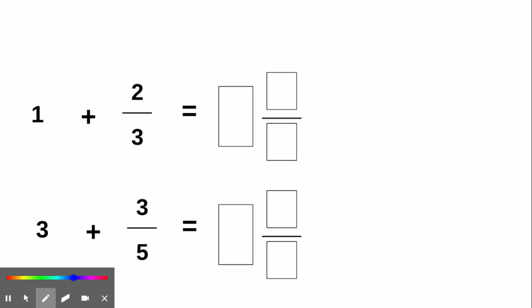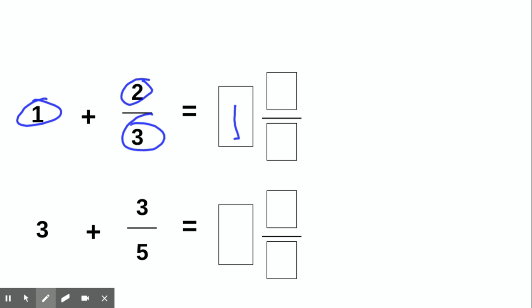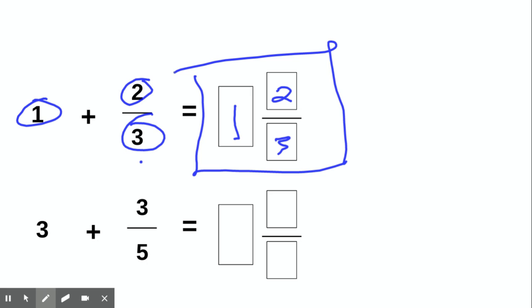Sometimes there might not be rectangles for you to count the shapes, and you're just going to have to add a whole number and a fraction. It's pretty simple. All we do is we add up our whole numbers. See, there's 1. There's no other whole numbers. So 1 can go in our first box. And then what's our fraction? 2/3. So we'll write 2/3 in our fraction box. So 1 plus 2/3 is 1 2/3.